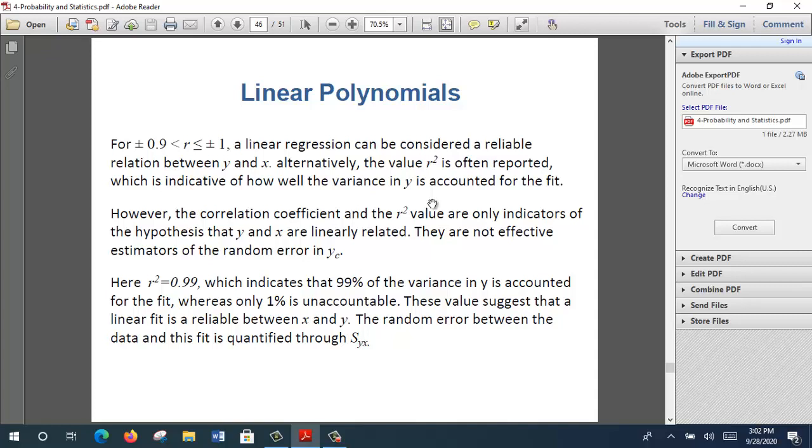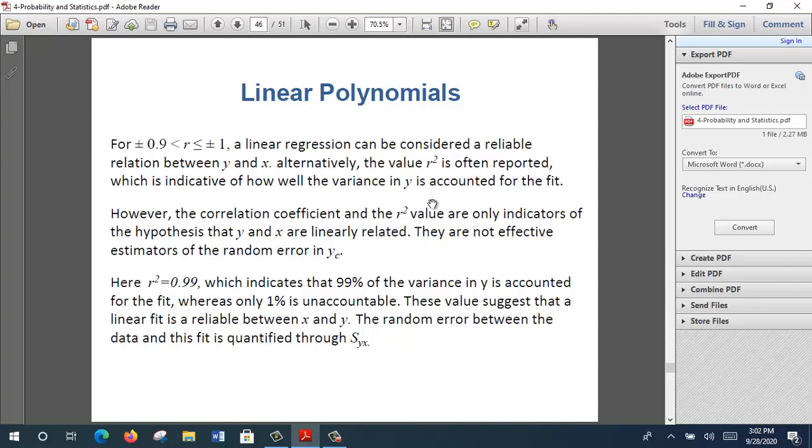For example, if r square is 0.99, when you have your data and you plot the curve, and you check the r square result, it indicates that 99% of the variance in y is accounted for by the fit, whereas only 1% is unaccountable. It means that the linear relation between y and x is almost 99% fit, but only 1% is unaccountable. This value suggests that the linear fit is reliable between x and y.